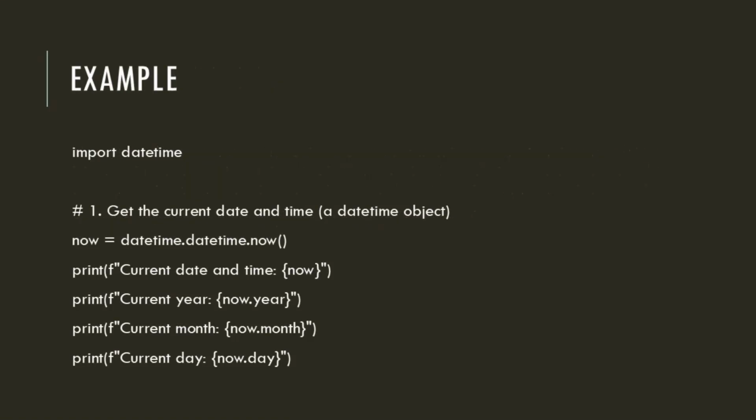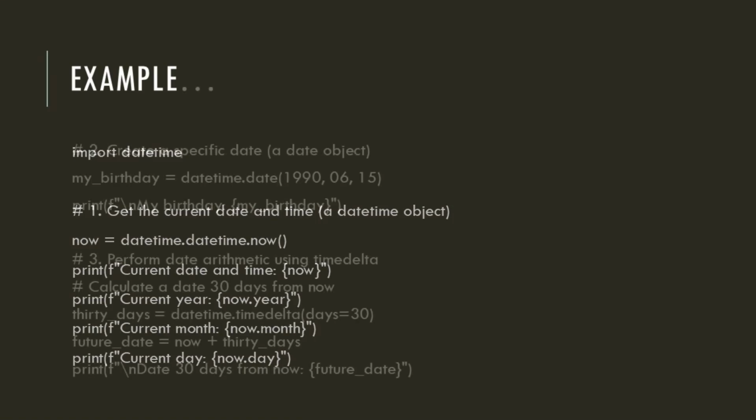Example, import datetime. First, get the current date and time, a datetime object. Now equal to datetime.now(). Print f-string current date and time now. Print f-string current year now.year. Print current month now.month. Print f-string current day now.day.